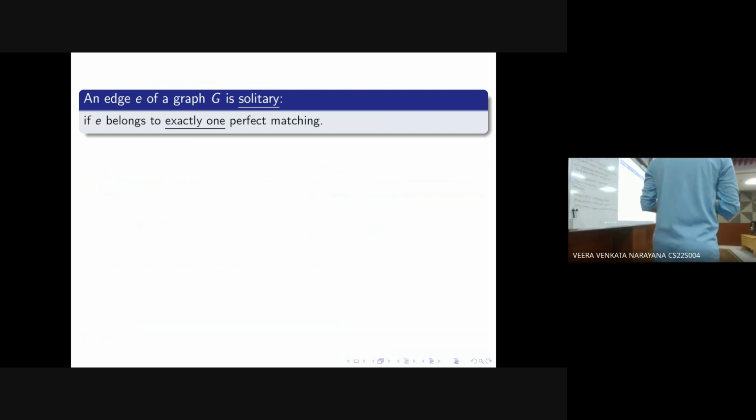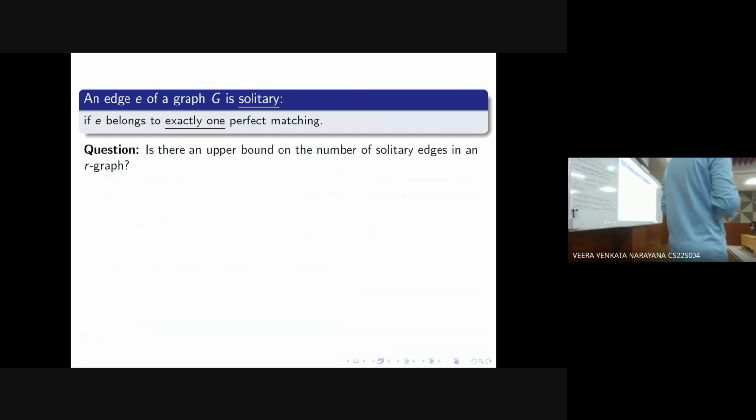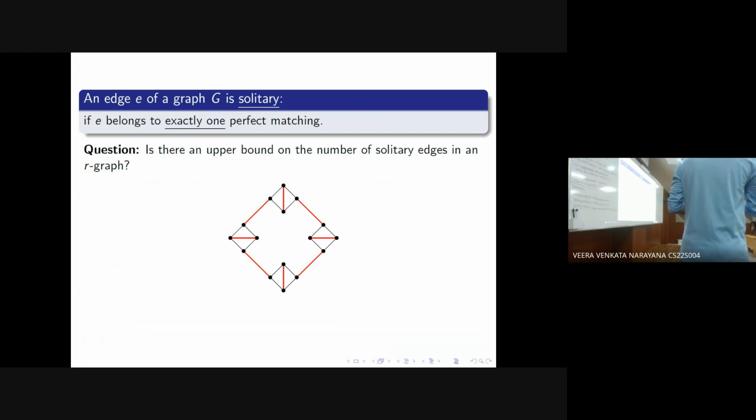So one natural question one may ask is, is there an upper bound on the number of solitary edges in R graphs? Let's take an example. This is a 3-graph. If you observe carefully, you'll realize that every red edge is a solitary edge. That means if you take any such edge and ask how many perfect matchings contain that edge, there is precisely one perfect matching. So in this example, we have n over 2 solitary edges. So in general, in an R graph, the number of solitary edges may be linearly many.